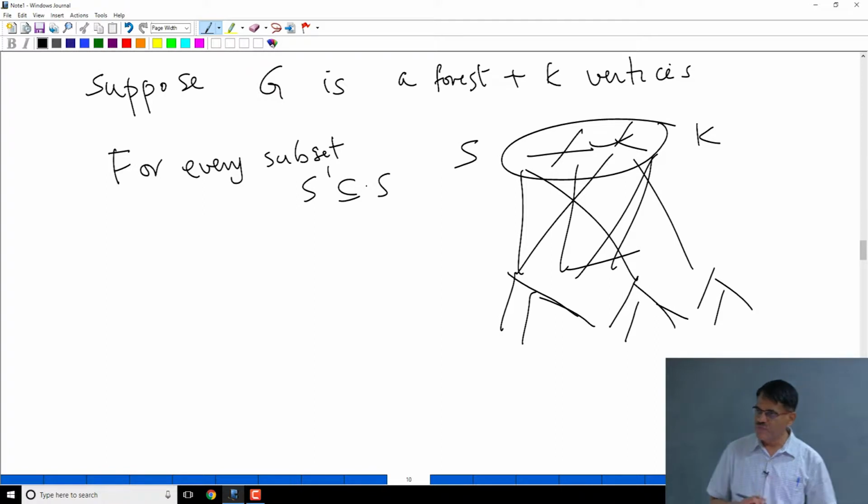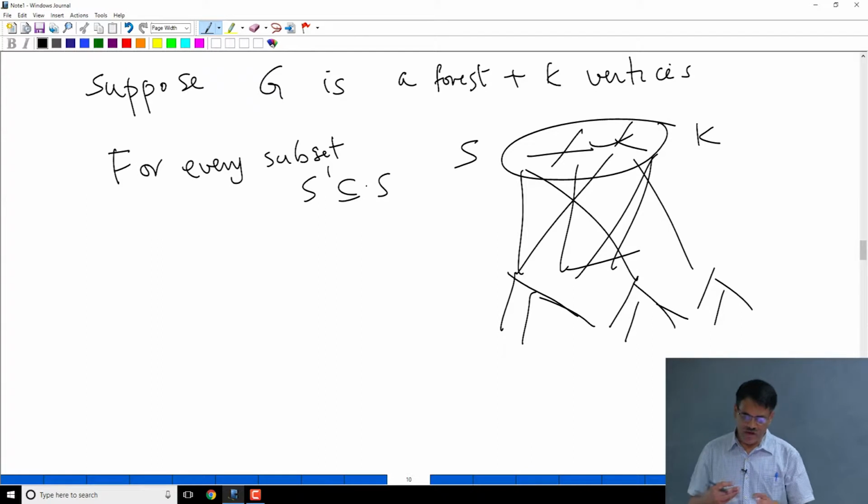So, what is this S prime in your mind? It is a subset of k vertices, which is part of my solution. I am looking for a minimum vertex cover in this graph. What is my goal? I have this graph which is close to a tree, in the following sense that there are these k vertices, and if you remove them the graph becomes a tree or a forest.